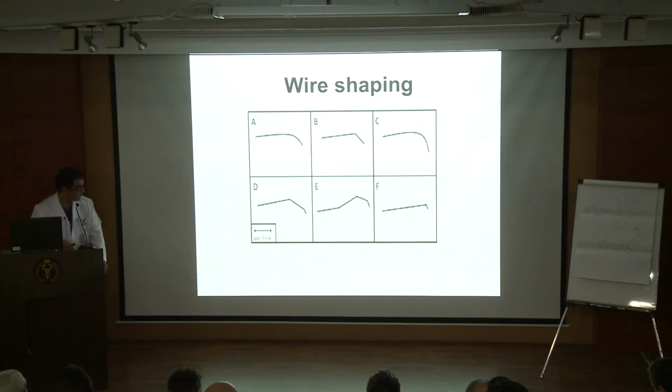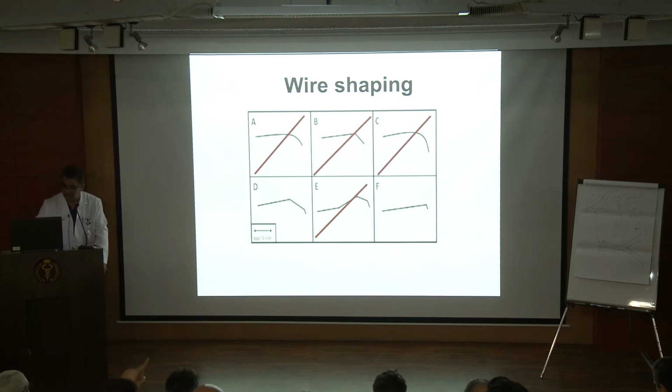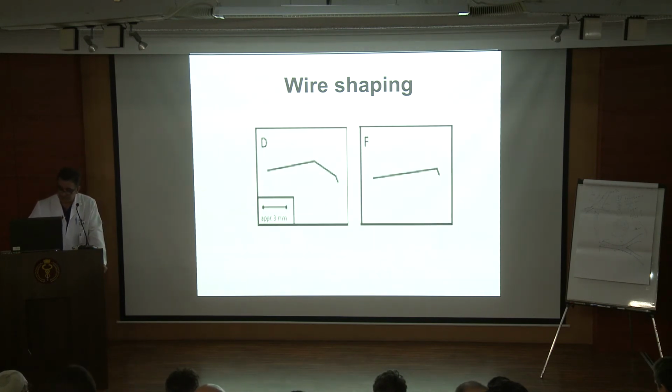Wire shaping. There are specific ways of shaping these CTO wires. Typically, this is the way you want it to be, or sometimes you can do a double bend on them. But that's how you should think about shaping the CTO wires.